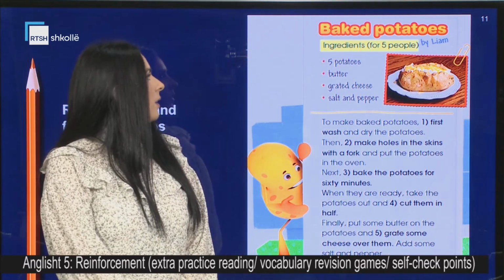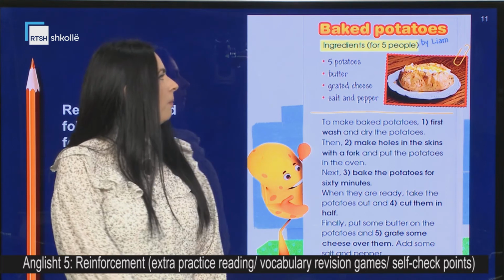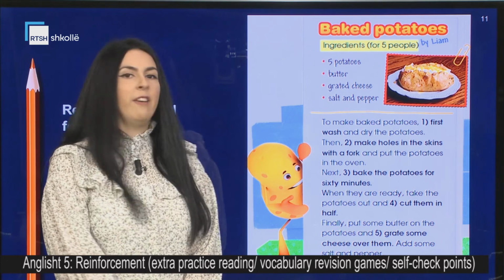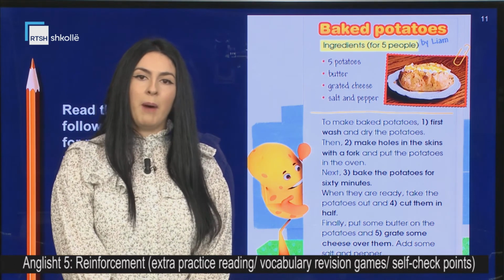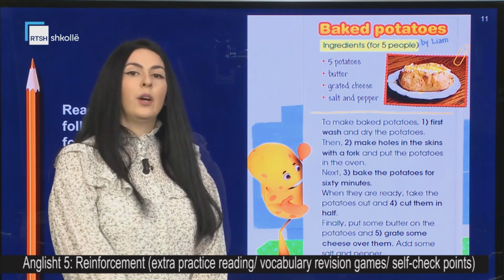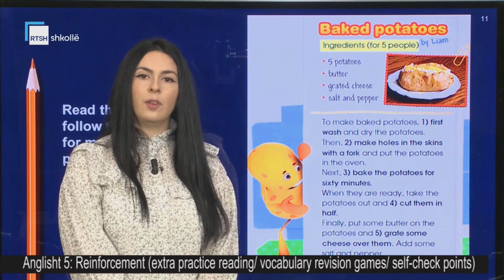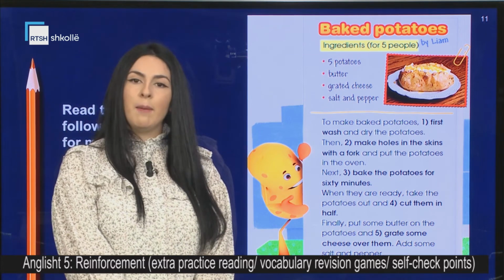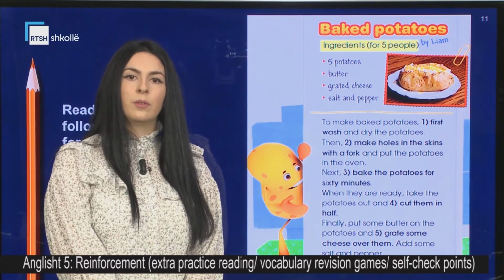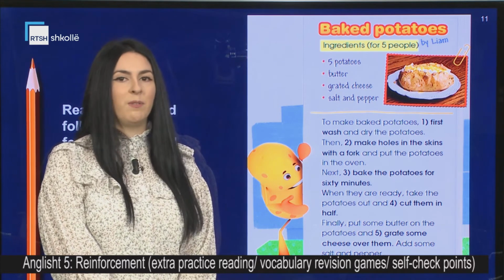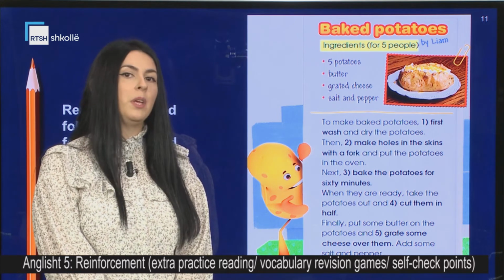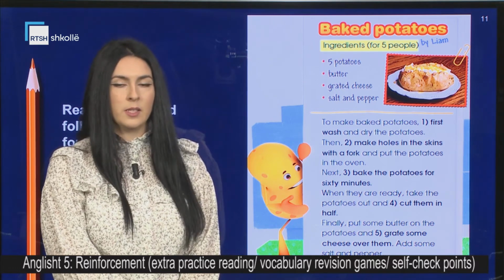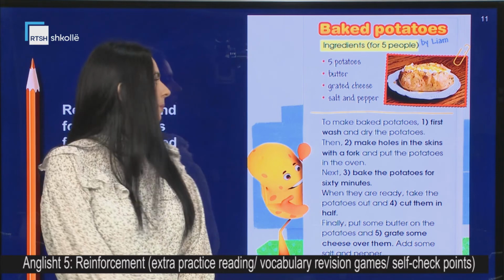Baked potatoes. Ingredients for 5 people by Liam. We need 5 potatoes. We need butter. We need grated cheese, salt and pepper. Now we're going to see the steps that Liam used in order to make his favorite dish. But be careful. Pay attention because we are going to do an exercise after reading this text.